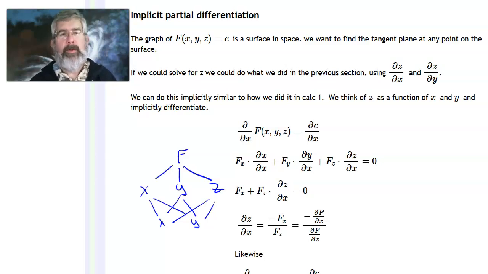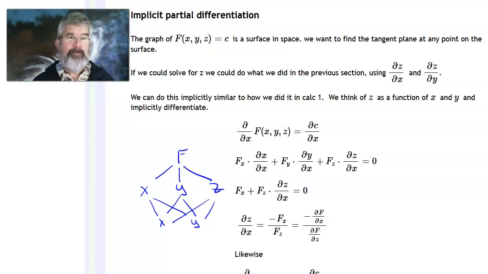A very simple example would be a sphere or an ellipsoid. x squared over a squared plus y squared over b squared plus z squared over c squared equals 1. That would be an ellipsoid centered at the origin. It's a very nicely smooth surface. At every point there is a unique tangent plane. And if there's a unique tangent plane, then you can look at the slope in the x direction and the slope in the y direction.